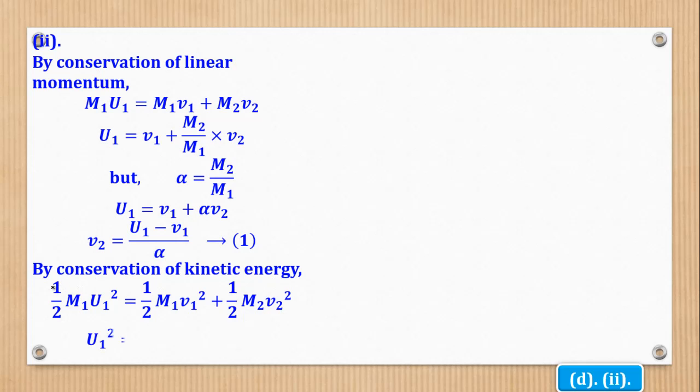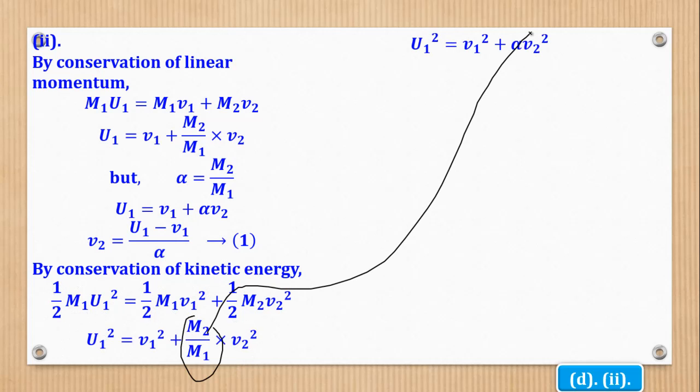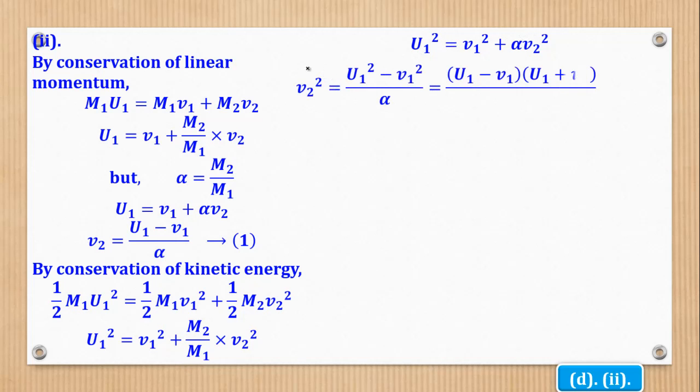So this a half can go away, and also divide throughout by m1 to come up with this. Then you replace this with alpha. Make V2 squared the subject, you'll come up with this difference of two squares, which gives that. Now we have here V2 and also here V2 squared. So I can substitute equation 1 into equation 2.